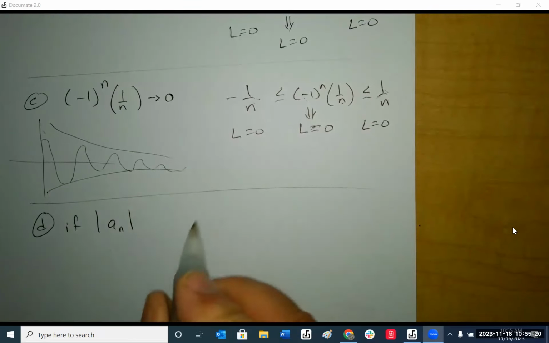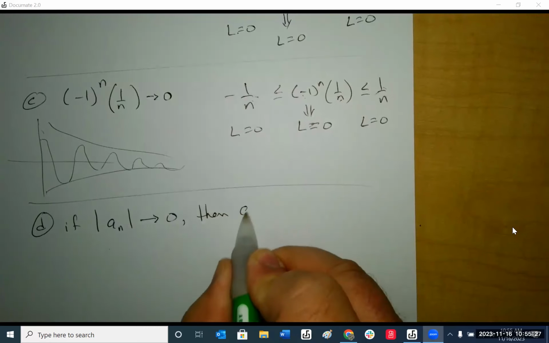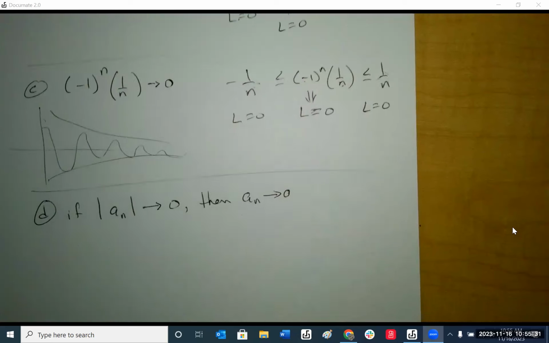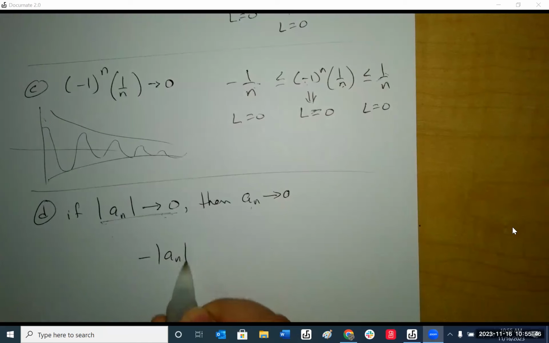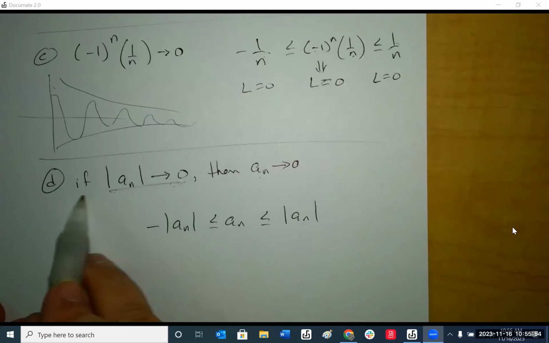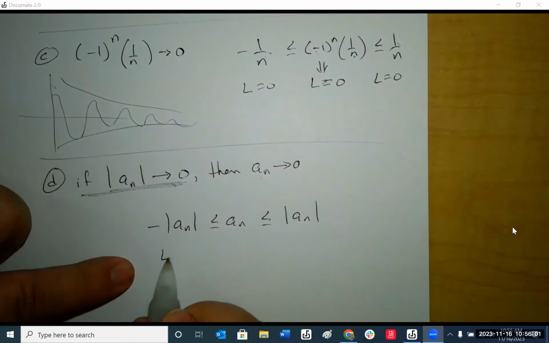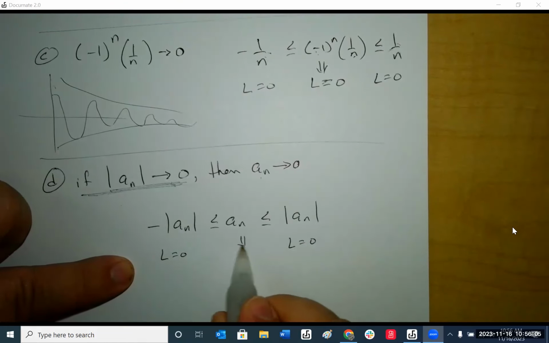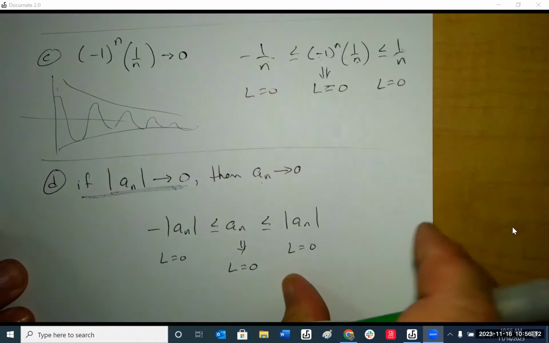If the absolute value of a sub n goes to 0, then the function itself, the sequence itself, has to go to 0. Okay, this is the condition. This is the premise. If this is true, then this is true. So we're going to look at that one. We'll use a sandwich theorem there, since we know this. So since that goes to 0, the negative of it goes to 0, then this one has to go to 0 as well. That's pretty straightforward.